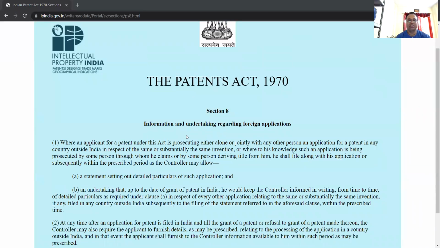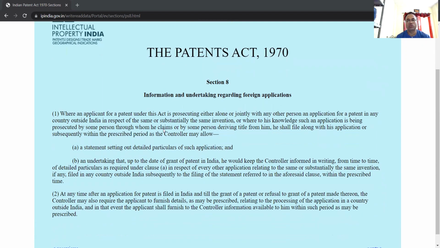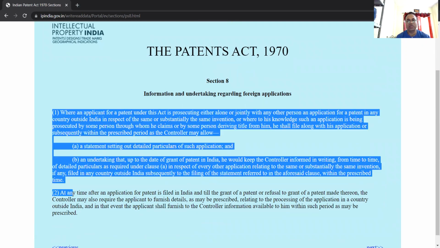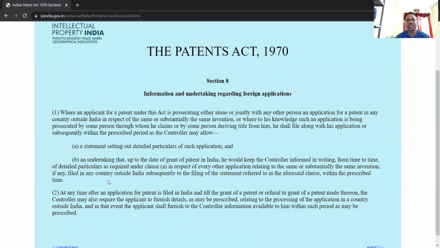Section 8, this is information and undertaking regarding foreign application. So there are many texts written here, but only one thing that you need to understand, that if you are making any application outside India, then the patent office needs to be informed. And if you fail to inform, then that may become a criterion for a serious issue, like your patent may be revoked for that purpose.